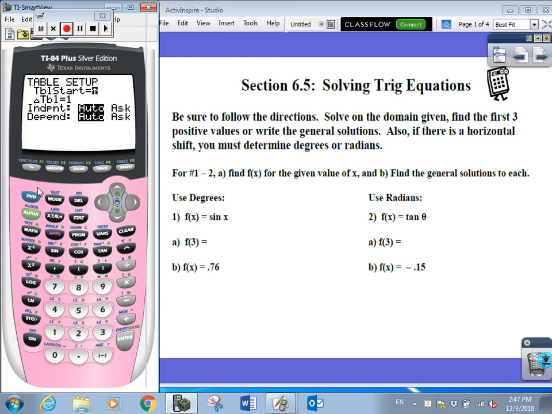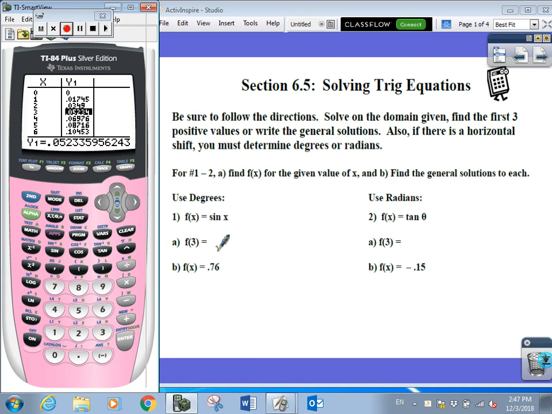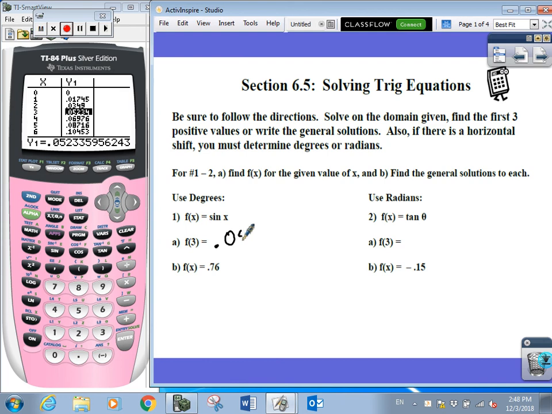All right, so because it's 3, I just like to look at the table. So I look down at 3. Here's my y value. I always round to the thousandth, so that is 0.052. There's your answer. Should there be a degree sign on that answer? No.